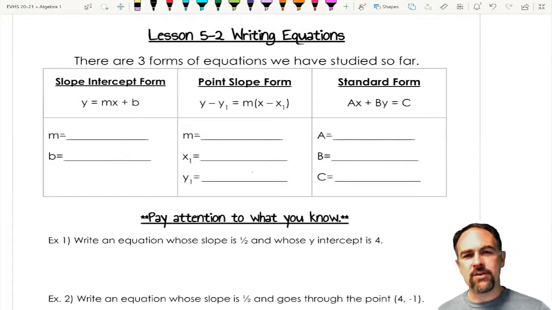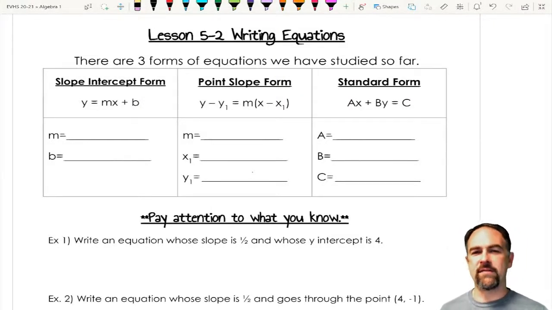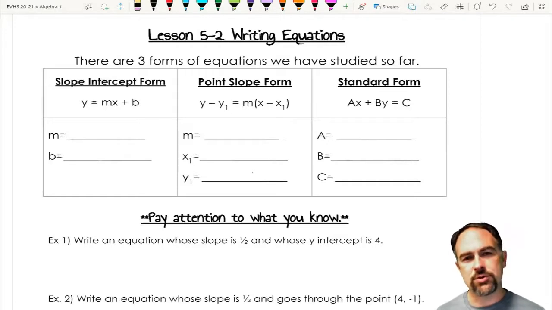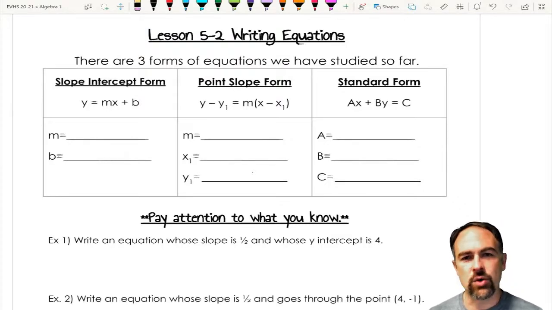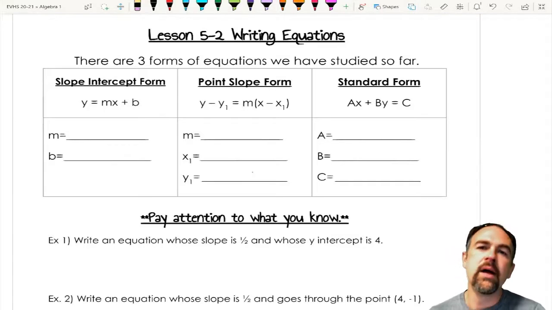All right, Patriots, let's move on to our second lesson of Unit 5. Now, remember last time we covered two major topics. The first one was how to graph a line when you are given the equation in standard form. And the basic strategy there was to convert to slope-intercept form and then graph the line just like we would any other line with y equals mx plus b.